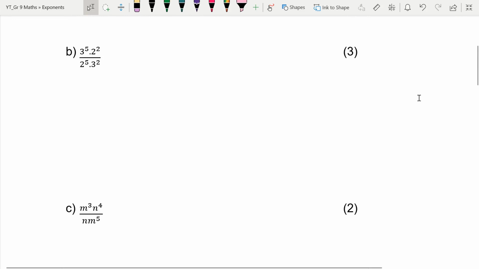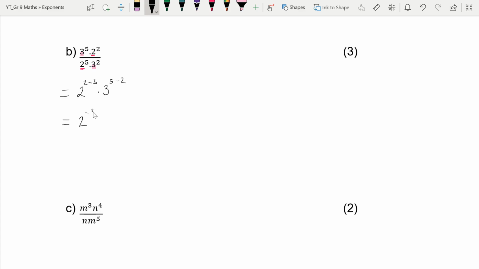Okay, next one. If we look at the second one, I also see students do all sorts with this because now we've got numbers as our base and we don't have variables anymore. So just think about your laws of exponents. When our bases are the same and we are dividing, we are going to subtract our exponents. So for our base of 2, we subtract our exponents: 2 minus 5, top minus bottom, times for our base of 3, it will be 5 minus 2. I'm going to do this in a different way just now. So this will be 2 to the power of -3 times 3 to the power of 3.